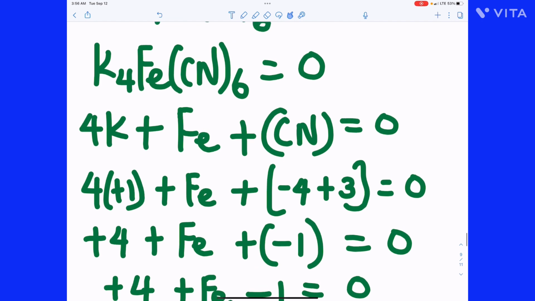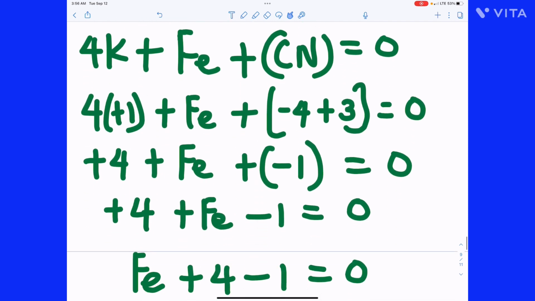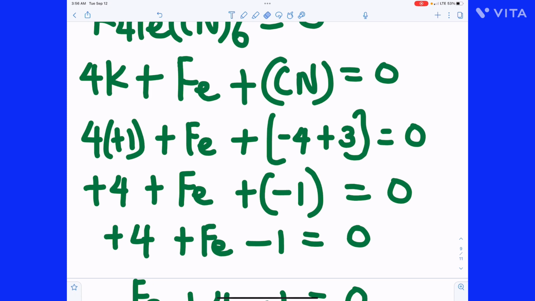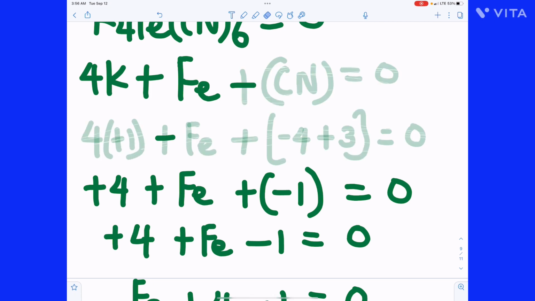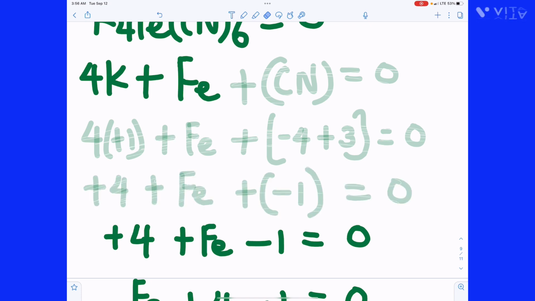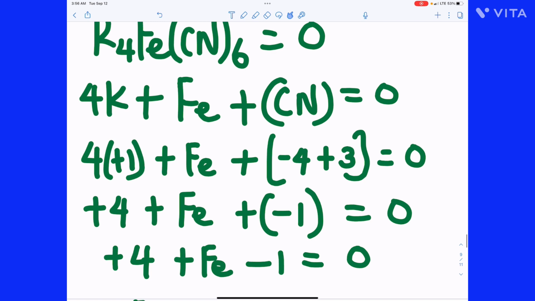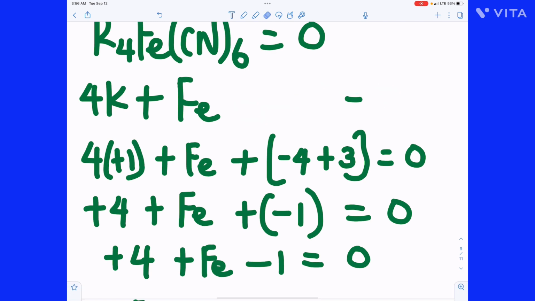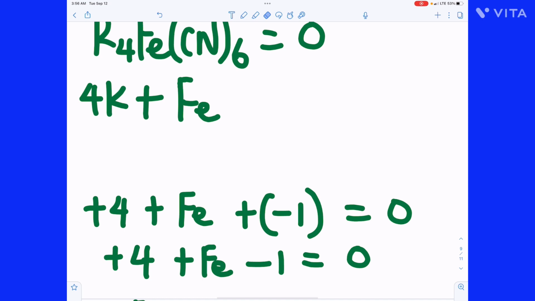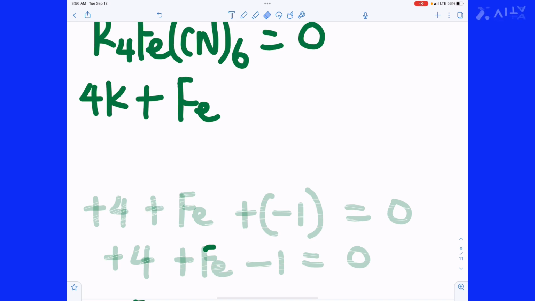Okay, I made a mistake. There's meant to be a 6 outside the cyanide, and I didn't put it. So let's go correct that mistake. This is normal, it can happen. So let me just correct that quickly.